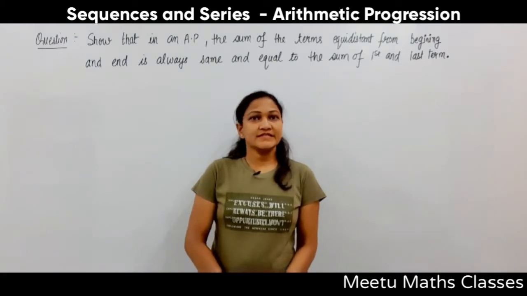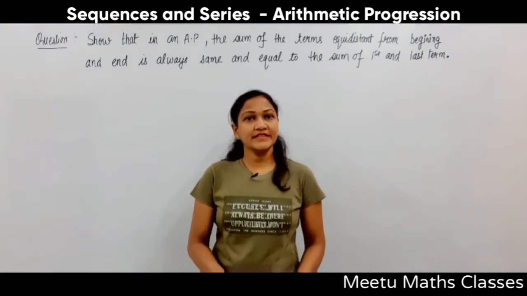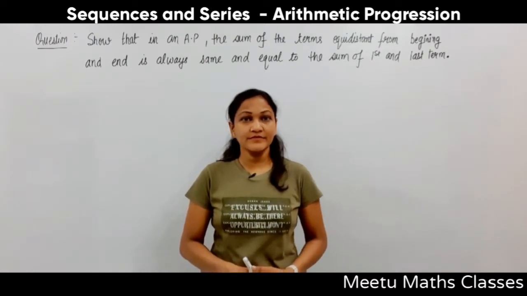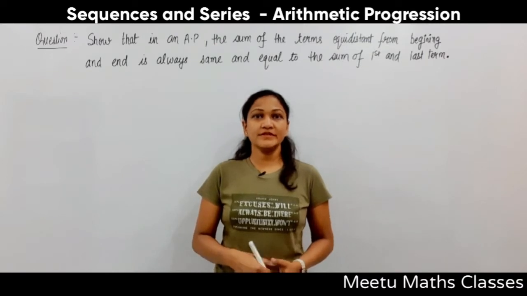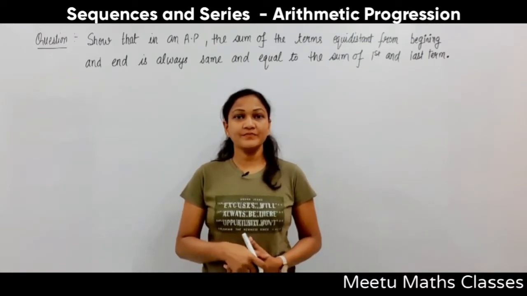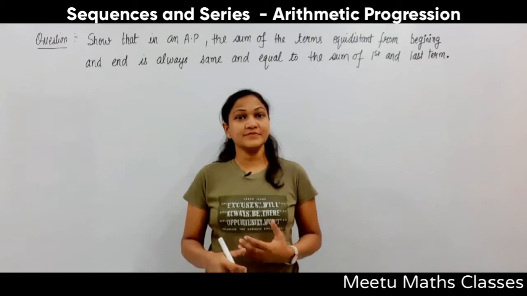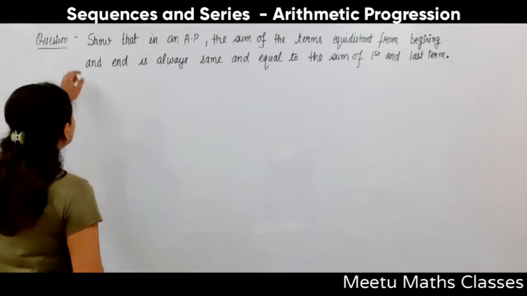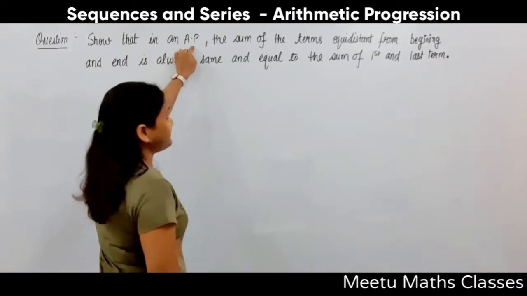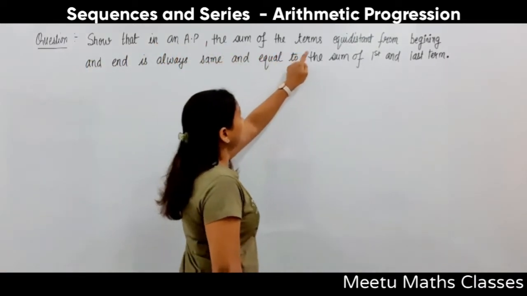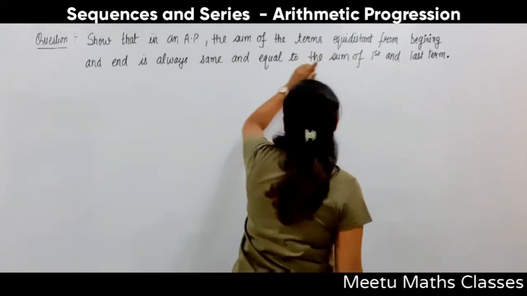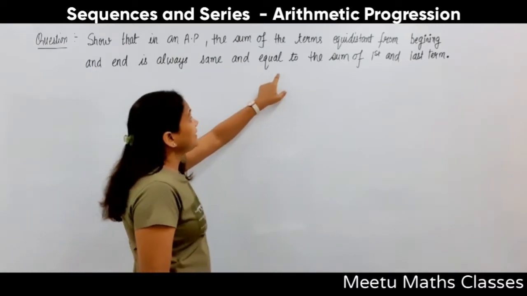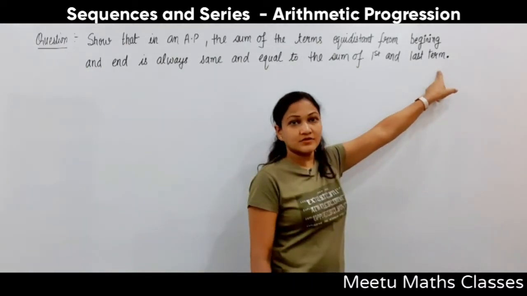Your topic is sequences and series, and in this particular question we are going to discuss arithmetic progression, which is a special sequence represented by its first term and common difference between the consecutive terms. So our question is, show that in an AP the sum of the terms equidistant from beginning and end is always the same and equals the sum of the first and last term.